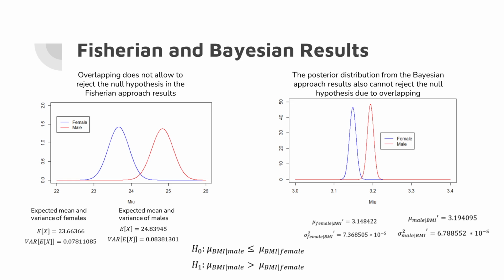However, the tendency is the same for Fisherian, Bayesian, and regression results. It is noticeable in all approaches that the BMI tends to be larger for males, even if the plots overlap in the Fisherian and Bayesian cases.